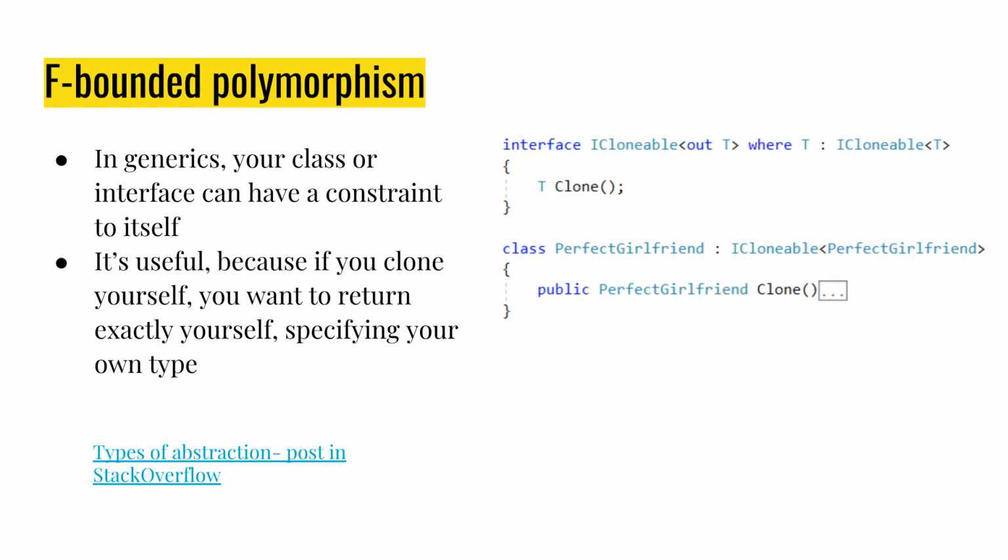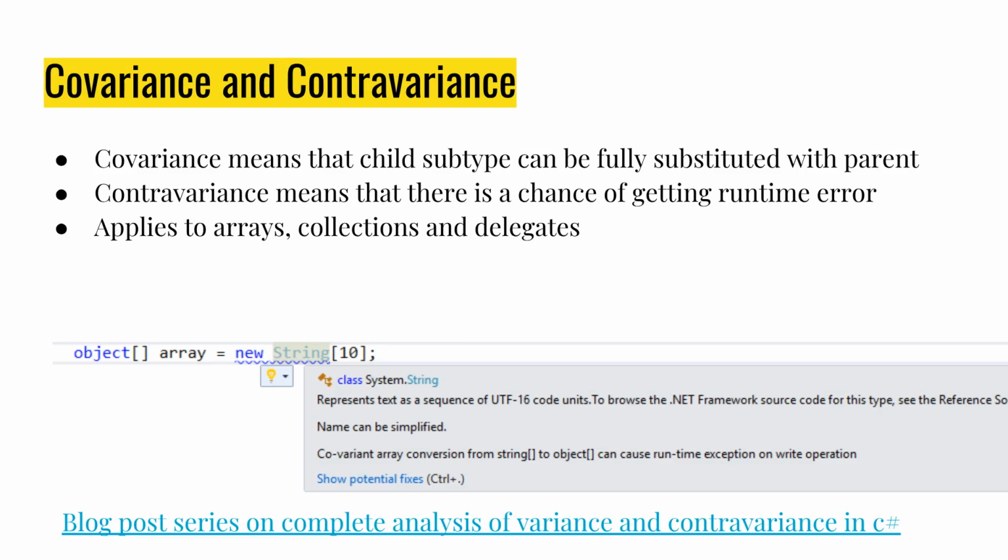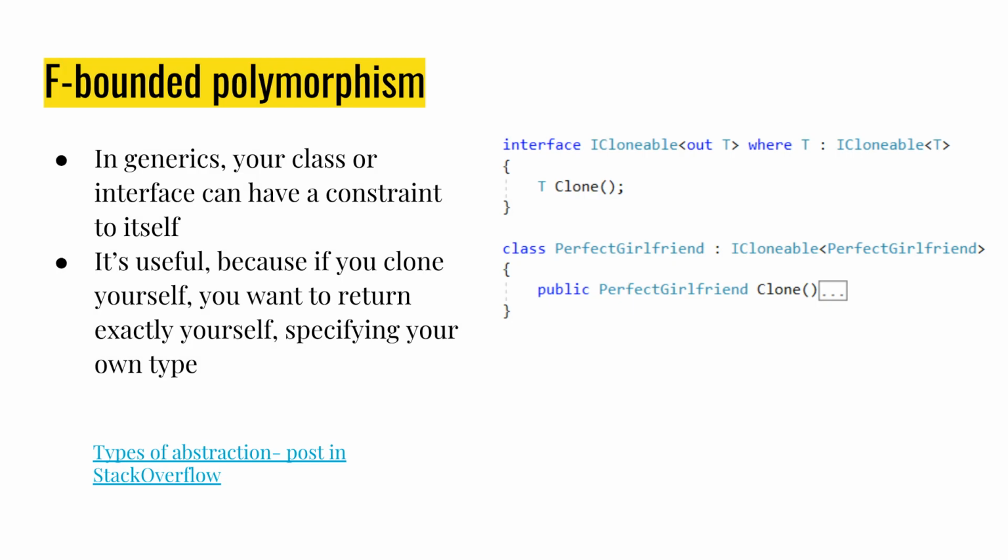So in this case, we have the iClonable interface, and we have an implementation, perfect girlfriend, which can clone itself. So when a perfect girlfriend clones itself, it returns a perfect girlfriend. And also back to this, if you want more on types of abstraction, I highly recommend reading this Stack Overflow post. The link will be in the description of this video.